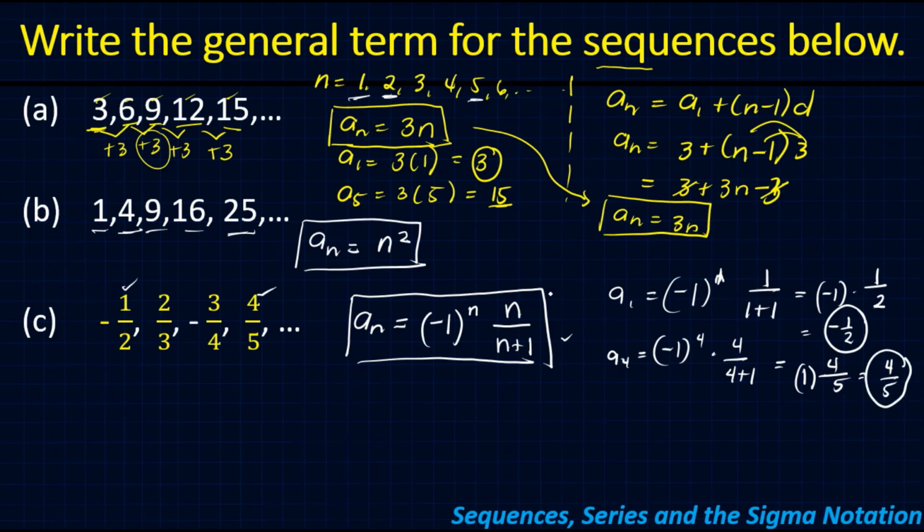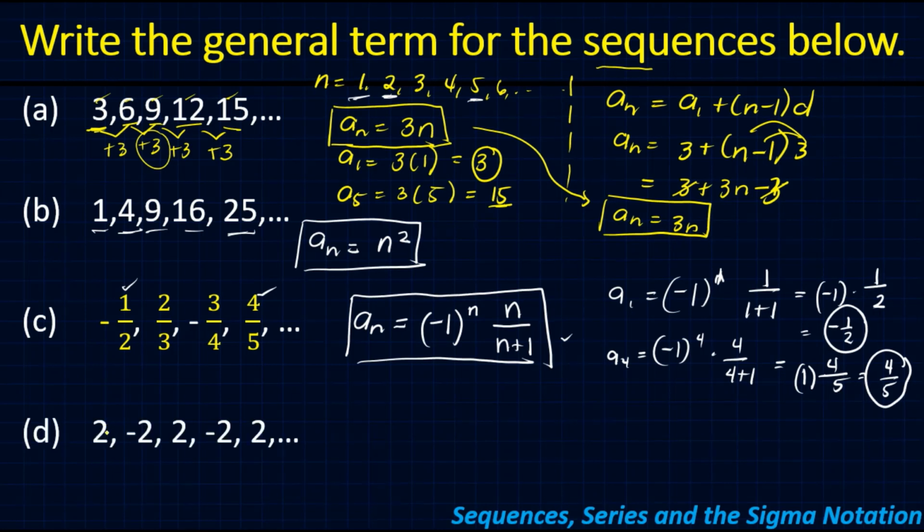Is this the same with the fourth term ng ating sequence? Yes. Okay. So, we would say that the general term of this sequence is a sub n is equal to negative 1 raised to n times n over n plus 1.